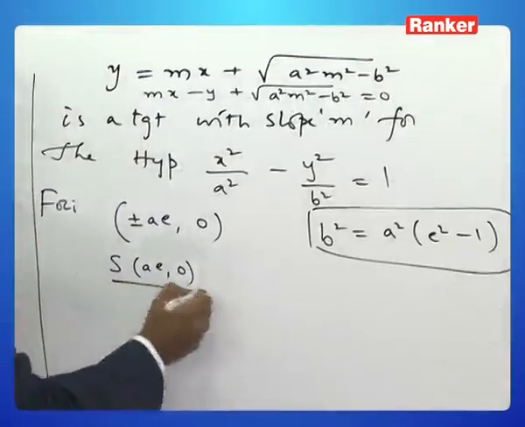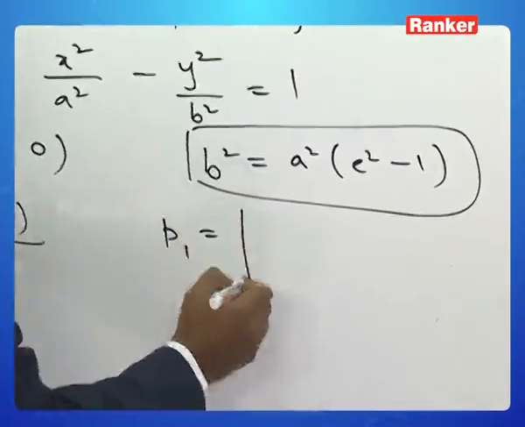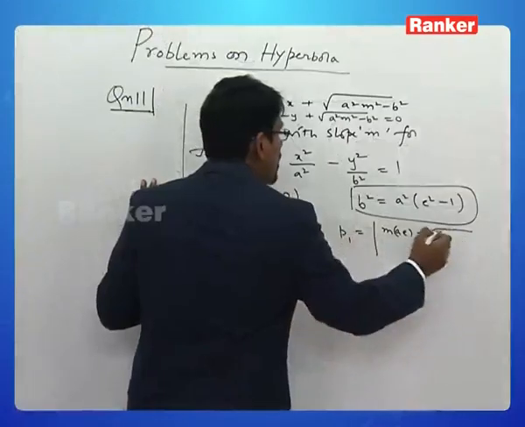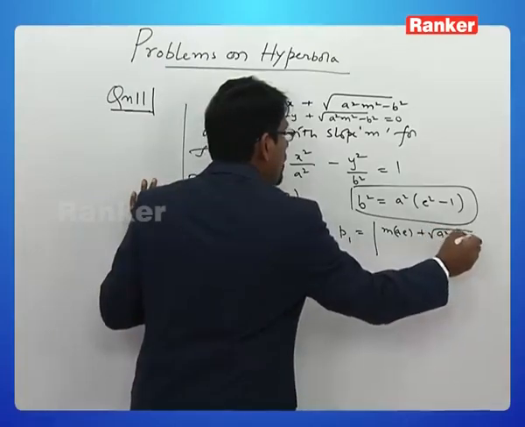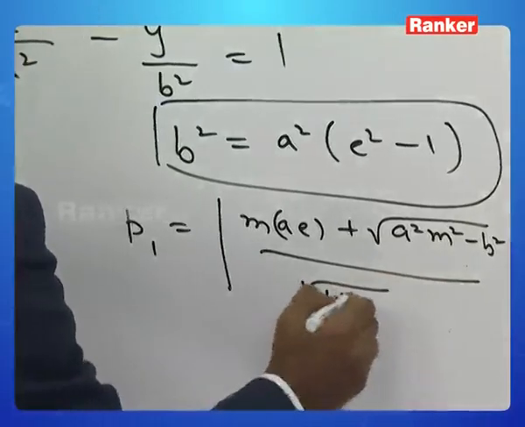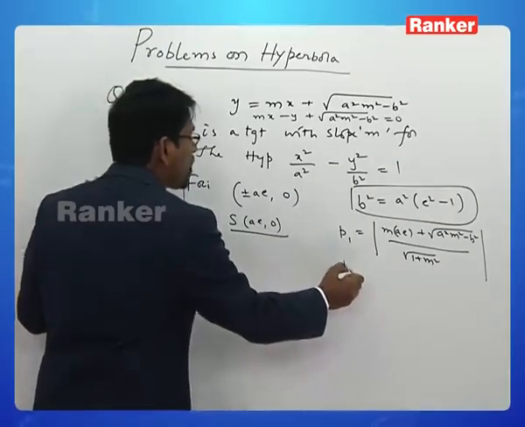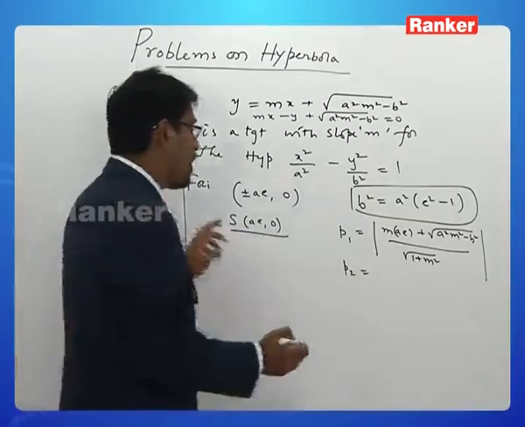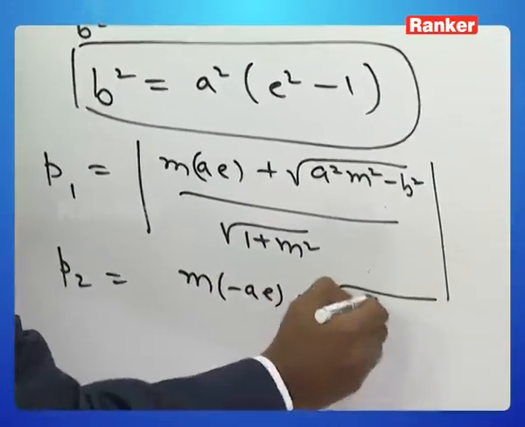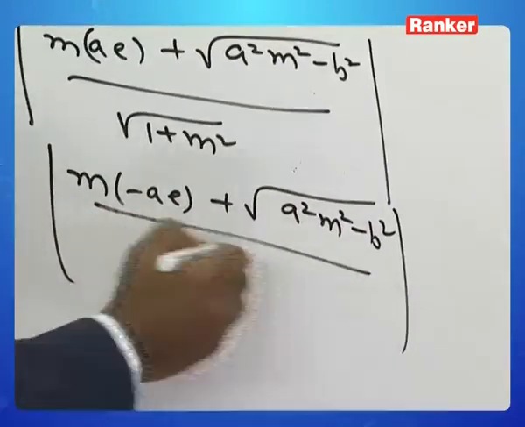So, I want the perpendicular distance from (ae, 0) to this. So, P1 is equal to (m into ae plus root over a square m square minus b square) divided by root 1 plus m square. Similarly, the perpendicular distance from the second focus will be (m into minus ae plus root over a square m square minus b square) by root 1 plus m square.